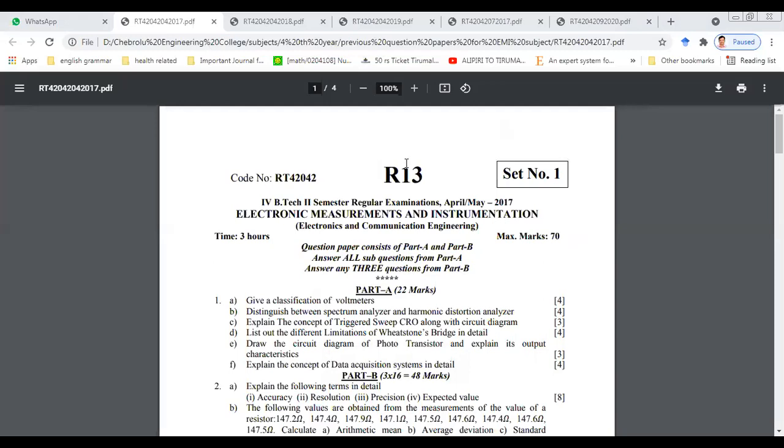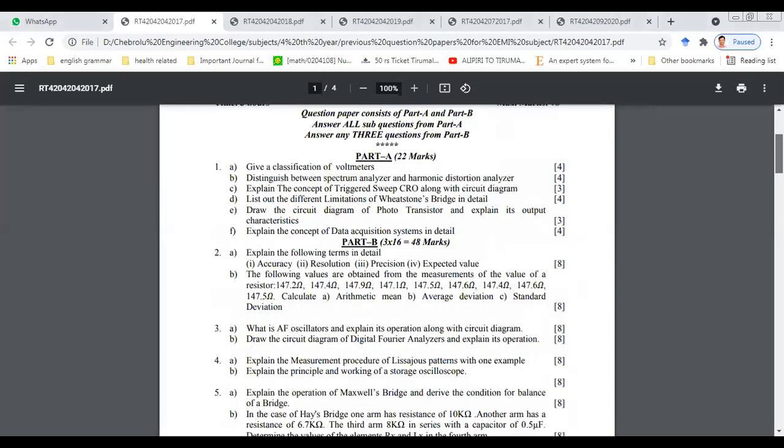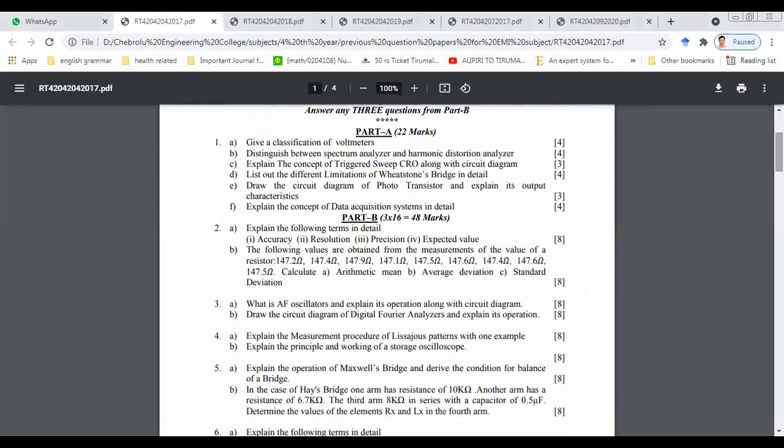So here we have previous question papers for the electronic measurements and instrumentation, that is EMI. This is regulations of R13. So we'll see what questions they asked from the CRO third unit. Explain the concept of trigger sweep in a CRO along with circuit diagram, that we will cover.